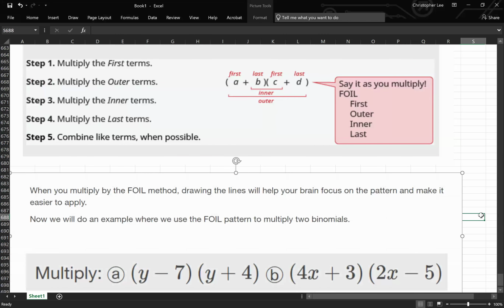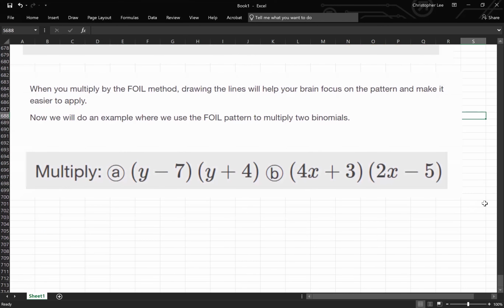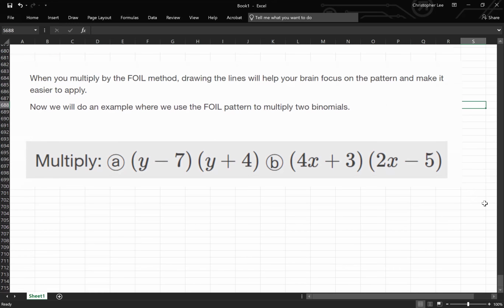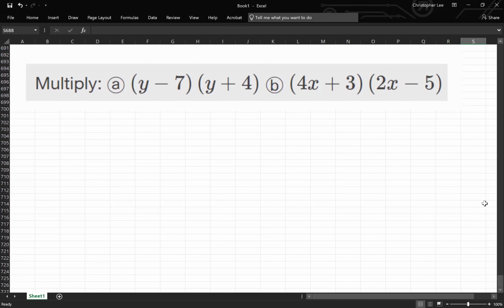All right, since we did FOIL last time, let's do the distributive with this one. So when you multiply by the FOIL method, drawing the lines will help your brain to focus on the pattern and make it easier to apply. Now we'll do an example using the FOIL. I'm actually going to change this up. We're going to do an example using the distributive. All right. So check this out. For A, I know we all know how to do this. Just humor me for a second, right?